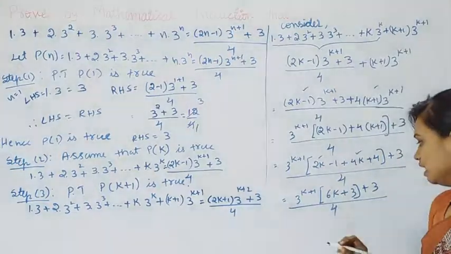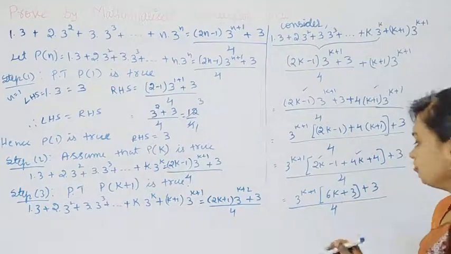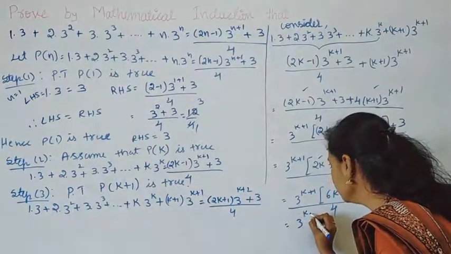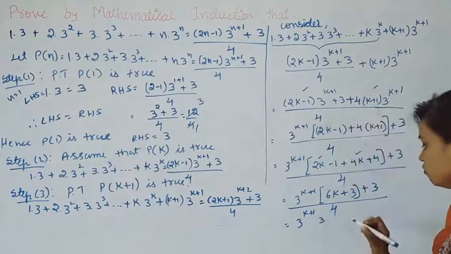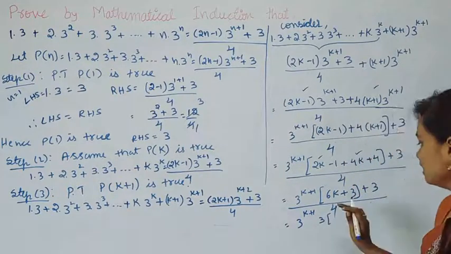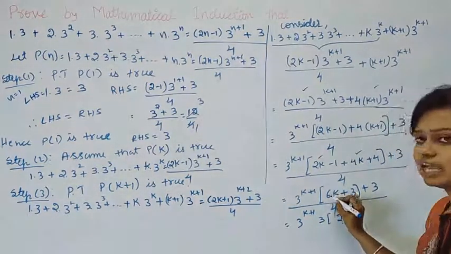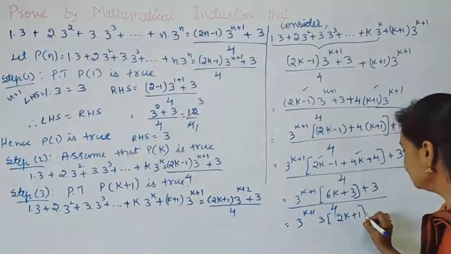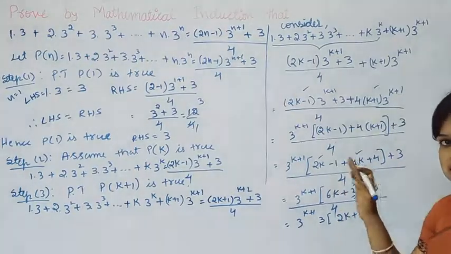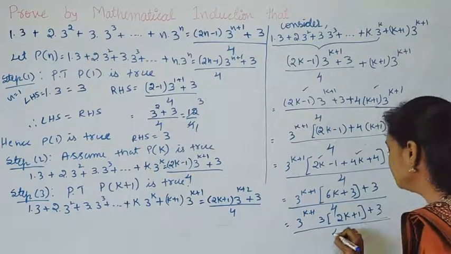Okay, in the next step, so 6k plus 3. So here take 3 as the common factor. So 3 power k plus 1. So here I take the common factor outside. So the remaining is, so 3 comes outside, 3 2s are 6, right? 6k, plus 3 1s are 3. I take the 3 as the common factor, plus what? 3, whole divide by 4.